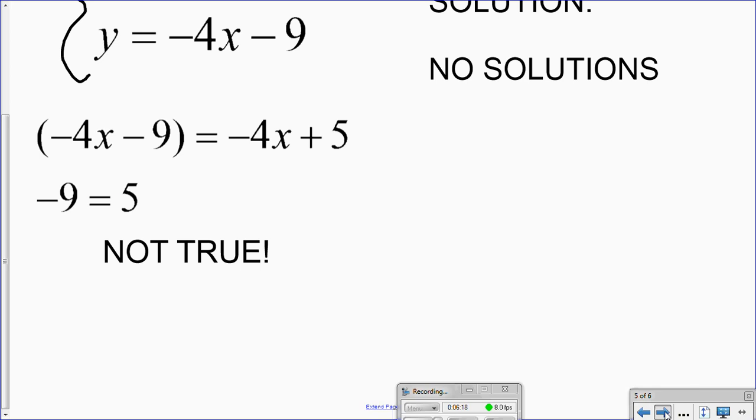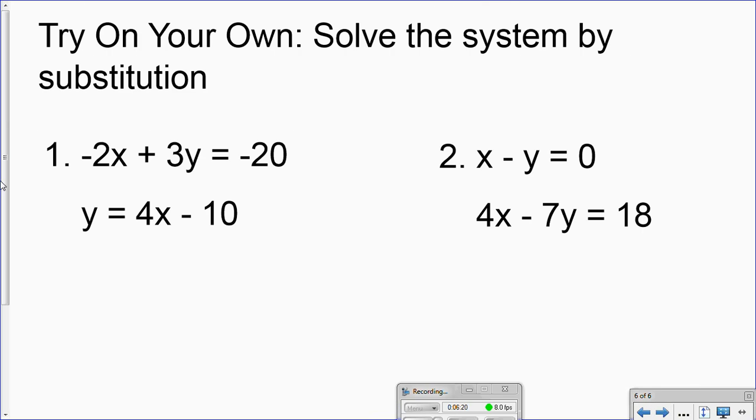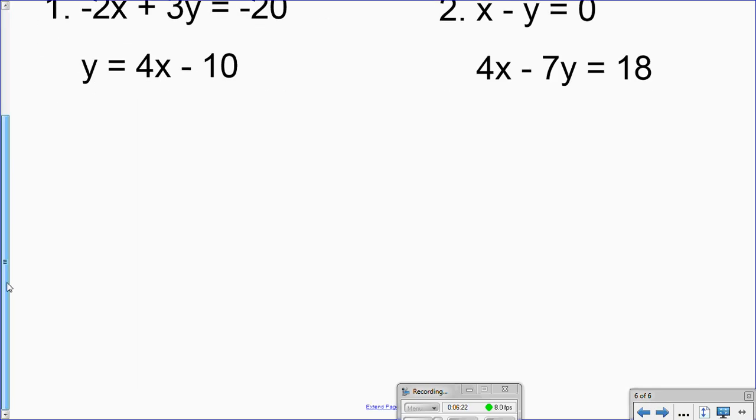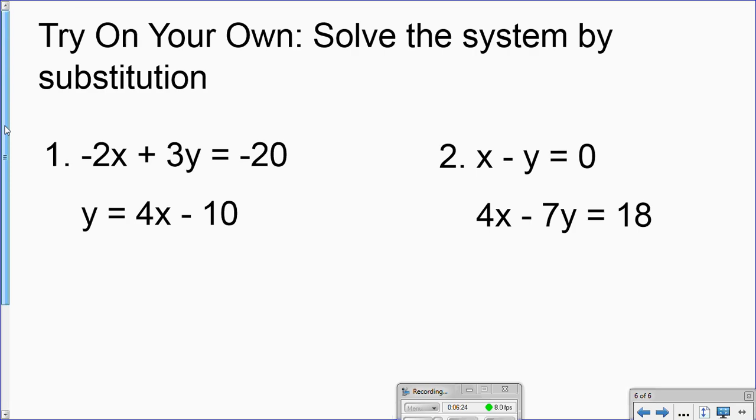And the last thing is you have 2 to try on your own, and you need to do this by substitution. Now, you could easily use the graph or graphing calculator to check your answer if you want to. So, you're trying these 2 on your own, and if you have any questions, write them down. We will answer them in class, but that's it.